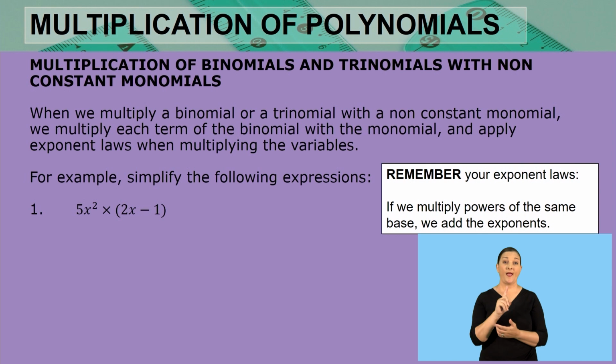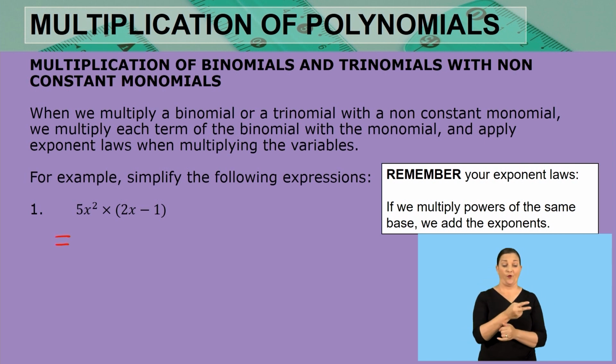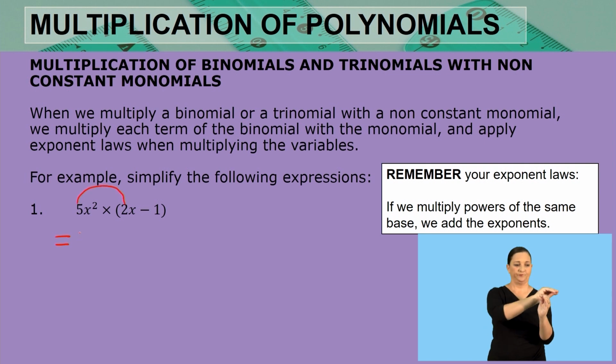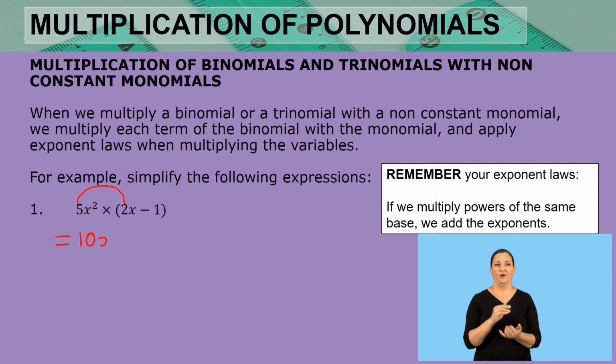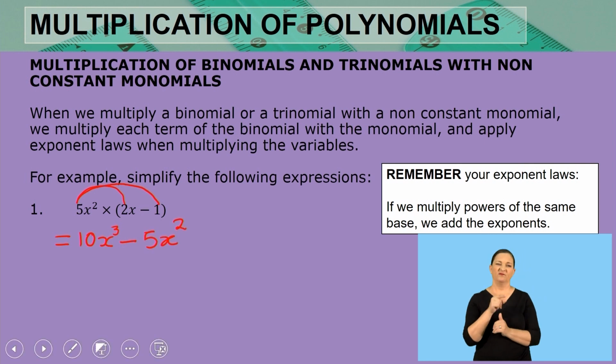So we have there 5x squared multiplied by 2x minus 1. Again, we're still going to use that distributive property. So we are going to multiply the integers first, and that is 5 multiplied by 2. That will give us a 10. But now, x squared multiplied by x. They have the same base. We remember our exponent laws. That means that we are going to add the exponents. So that is going to give us a 10x cubed. Then we are subtracting. Then we say 5 multiplied by 1. So 5x squared, multiplied by 1, and that is going to be a 5x squared. And that is going to be our final answer.